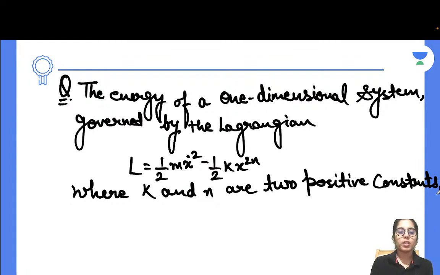is E naught. So they said, okay, the energy of a one-dimensional system, then the statement, then the expression, then again is E naught. So they are talking about that energy, that it is E naught, right? The time period of oscillation tau satisfies.